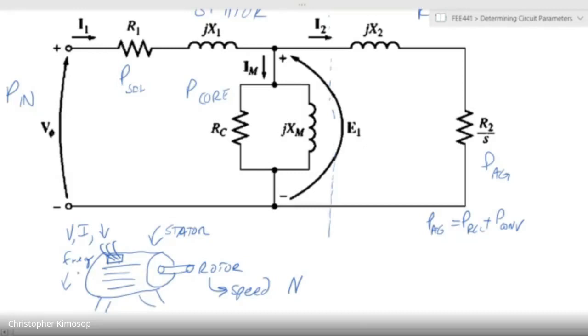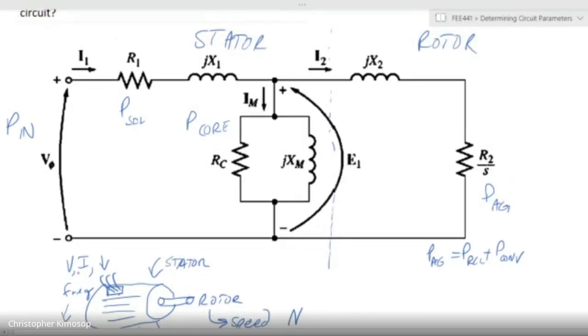Now, bearing in mind that the stator is not physically connected to the rotor, one of the easiest elements of the circuit that we'll be able to obtain is R1. R1, remember, was the resistance of the stator.